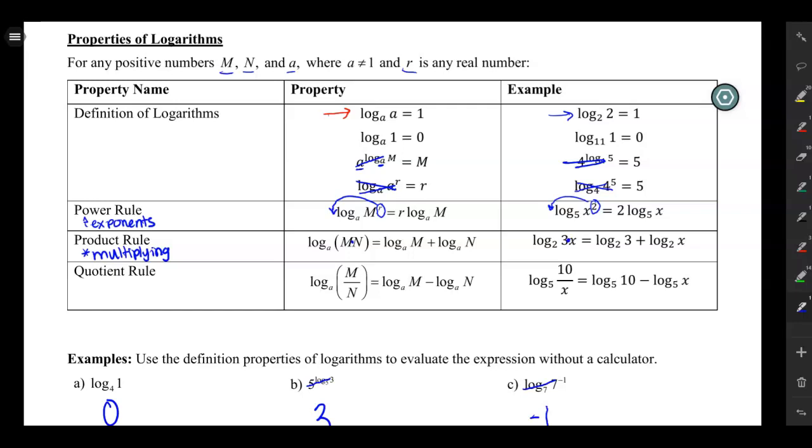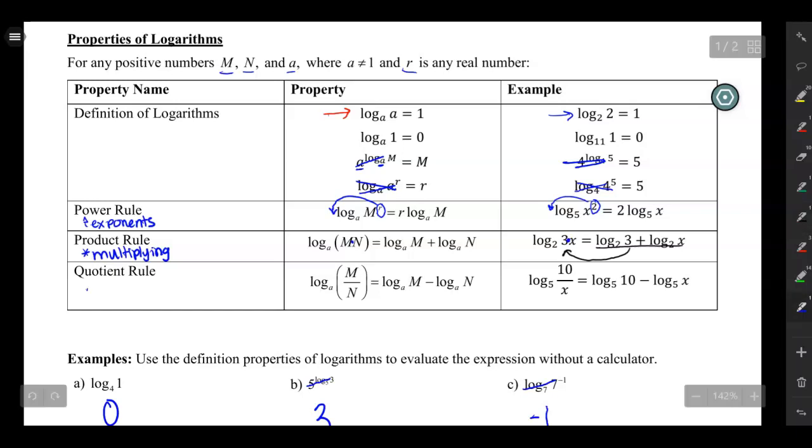Now you might be wondering why I would ever want to break up one log into 2 different logs. It's a really good question. Probably more useful in many ways is going the other direction. If you start with 2 logs, wouldn't it be nice if we could just go backwards and write it as 1 log? And that's what we'll be doing a lot of. We'll be working on changing multiple logs into just 1 log. But we will practice expanding the logs as well, turning them into several logs added together.